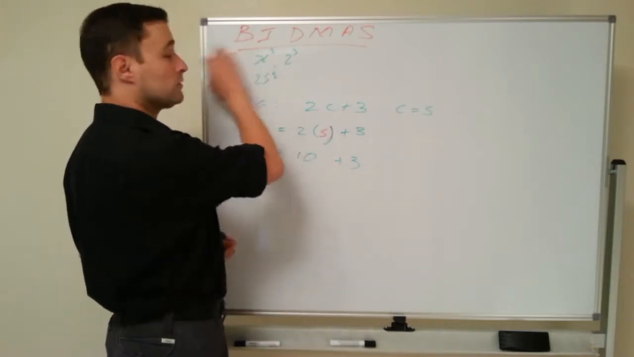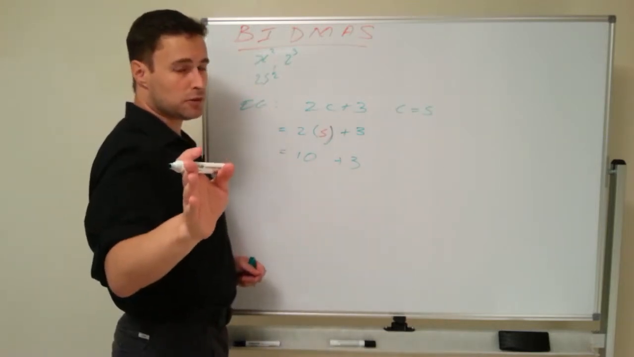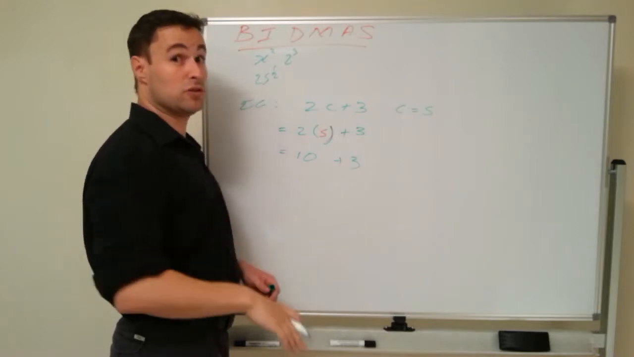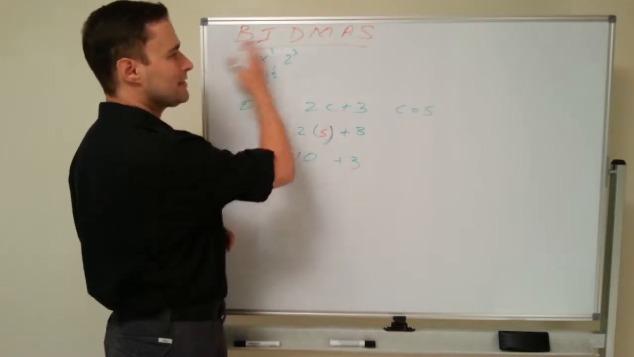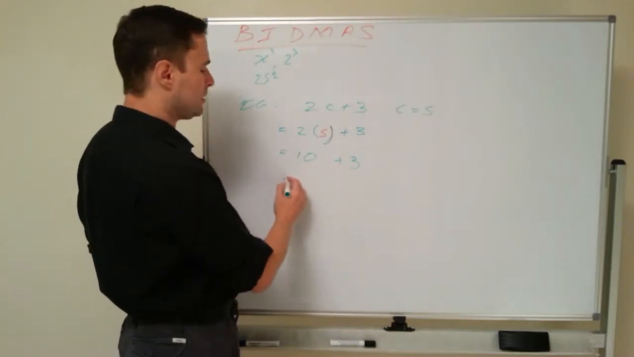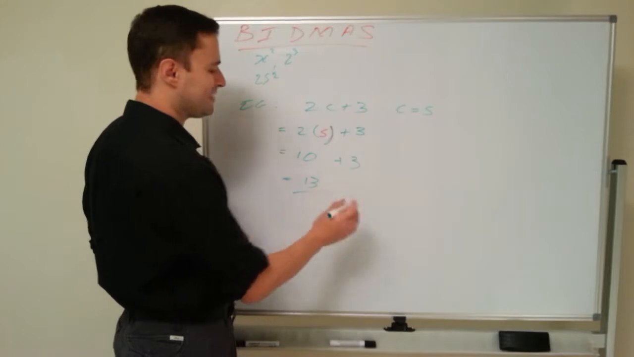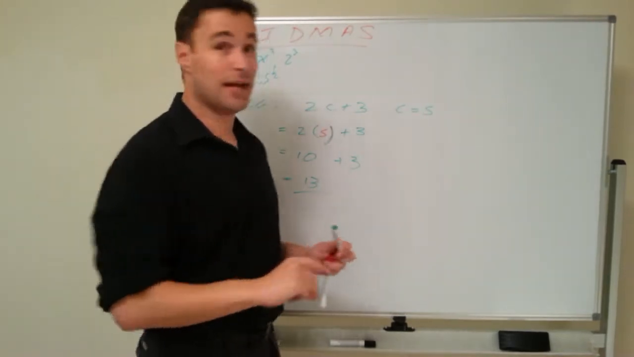Now I move through again, starting at the beginning. I would suggest you start at the beginning every single time, so you can double check that I haven't now added something that I need to fix. There's nothing there, there's only addition, so I just do addition. 10 plus 3 is 13. Done. Let's look at another example.